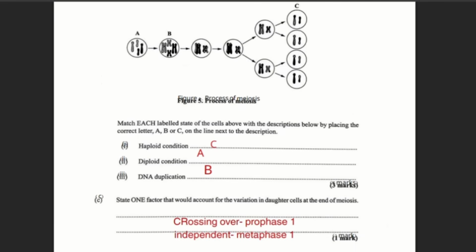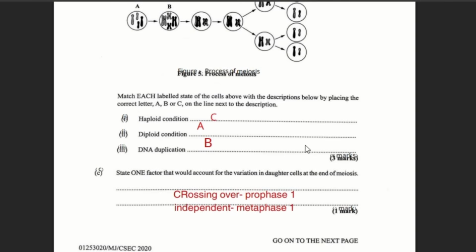Then it says state one factor that would account for the variation in daughter cells at the end of meiosis, because we know that the four daughter cells that are produced are all different. None of them are alike, and this is because of two processes. Even though this question only asks for one, there are two processes that take place during meiosis. Meiosis does the lap twice, so it's basically mitosis done twice with a little tweak to it. In meiosis we have homologous chromosomes coming together and all of that stuff, right?